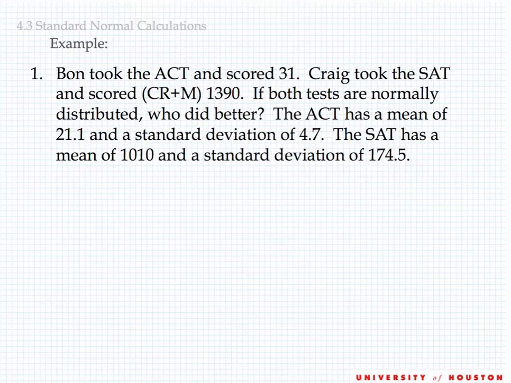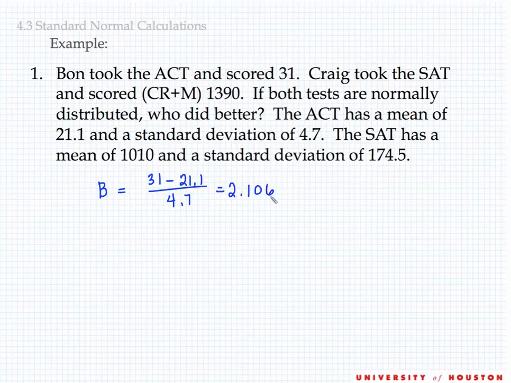For example, Bond took the ACT and scored 31. Craig took the SAT and scored 1390. If both tests are normally distributed, who did better? We're given the ACT mean and standard deviation and the SAT mean and standard deviation. So we will standardize each score. Bond's standardized score would be his score minus the mean divided by the standard deviation. This gives a value of 2.106.